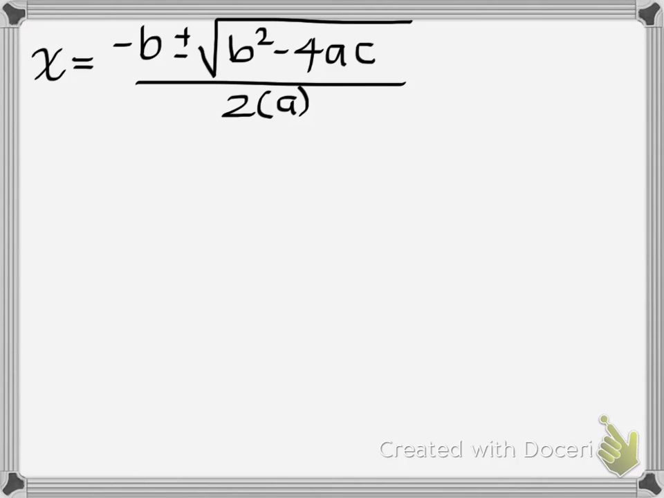The very first thing that you do is you set the quadratic equation equal to 0. After you set it equal to 0, you identify the a, b, and c terms. After that, you substitute a, b, and c into the quadratic formula and evaluate to find the zeros. Let's take a look at our first example.